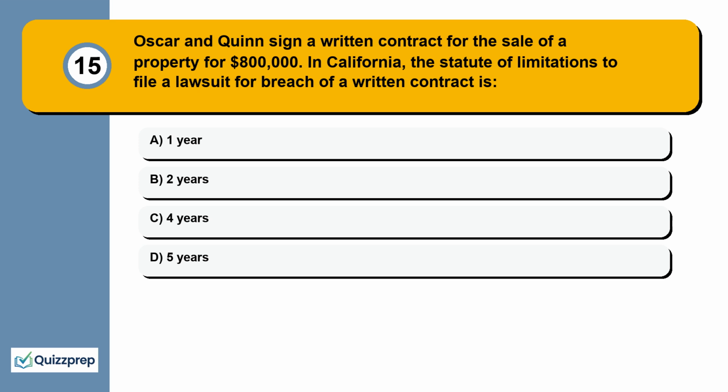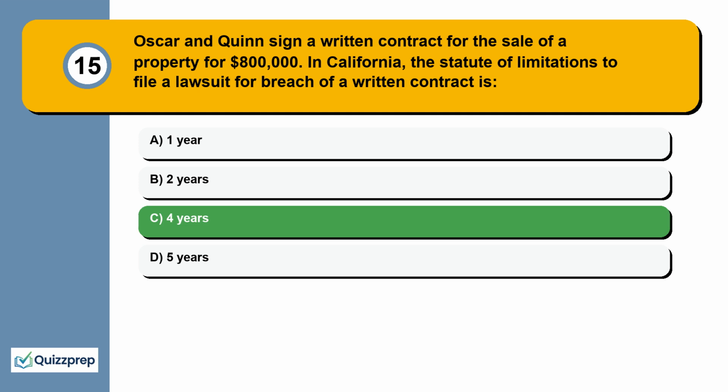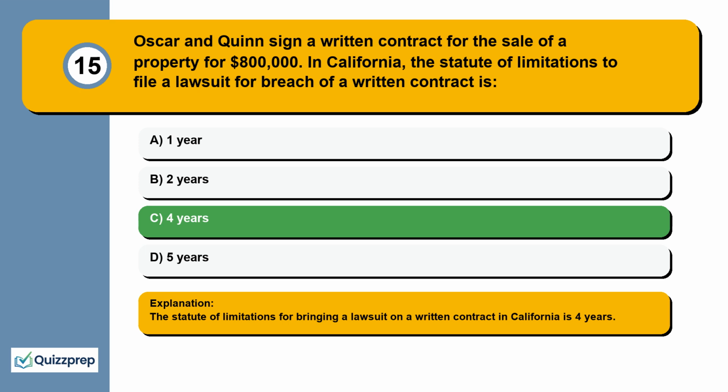Question 15. Oscar and Quinn sign a written contract for the sale of a property for $800,000. In California, the statute of limitations to file a lawsuit for breach of a written contract is 1 year, 2 years, 4 years, 5 years. The statute of limitations for bringing a lawsuit on a written contract in California is 4 years.